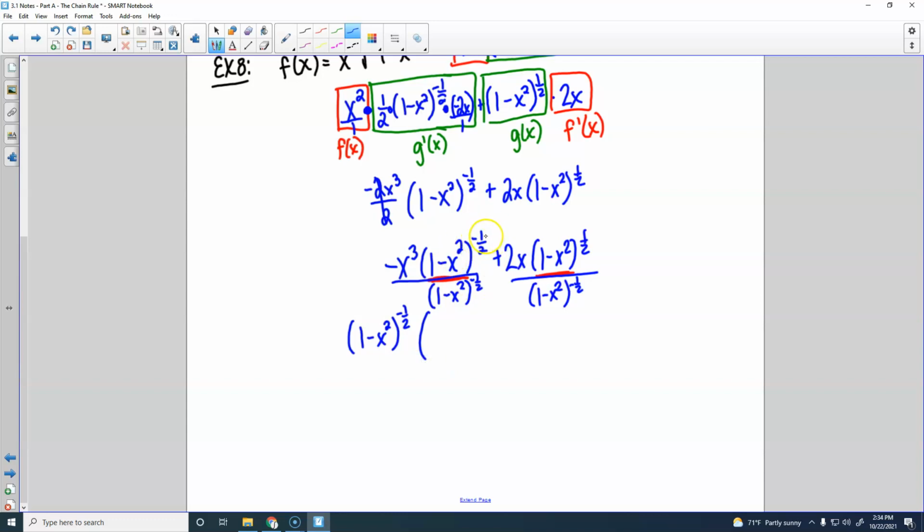So if I divide this out, if I pull this out, it just cancels out and I have a negative x cubed right there. What's going to happen here, though, with the 1/2 and the negative 1/2? This is going to be 1.